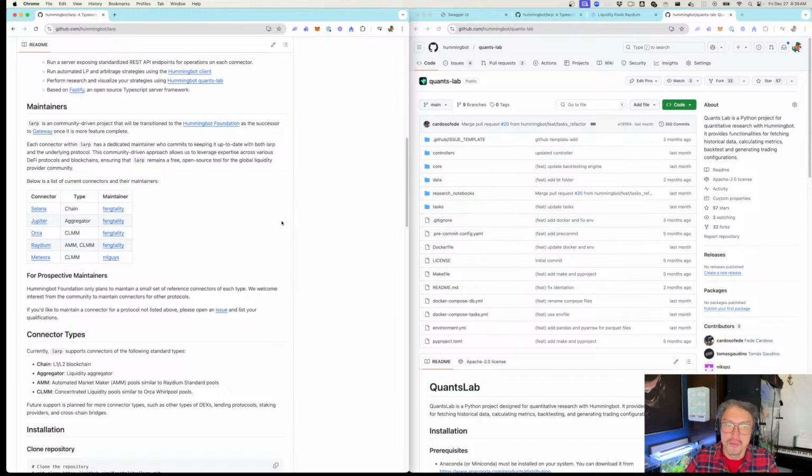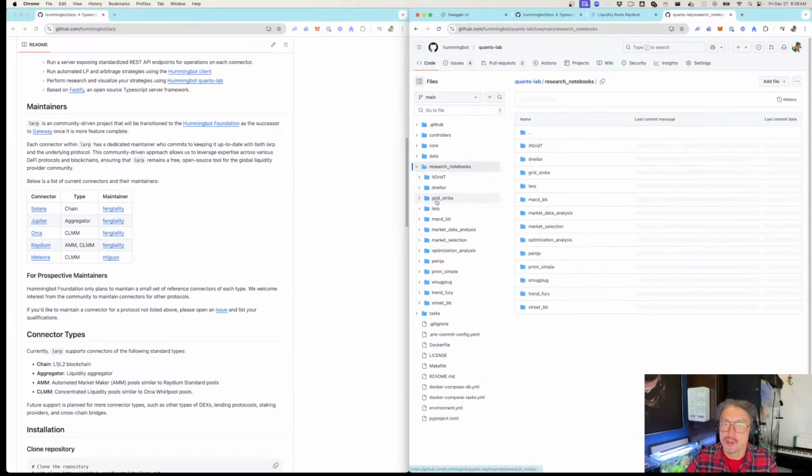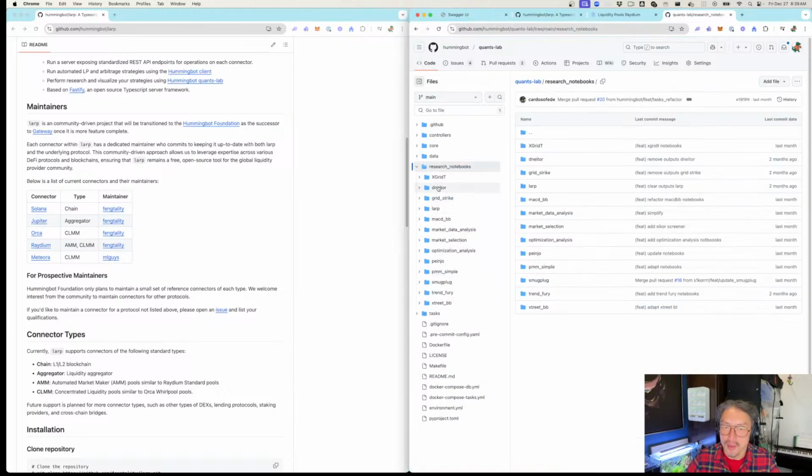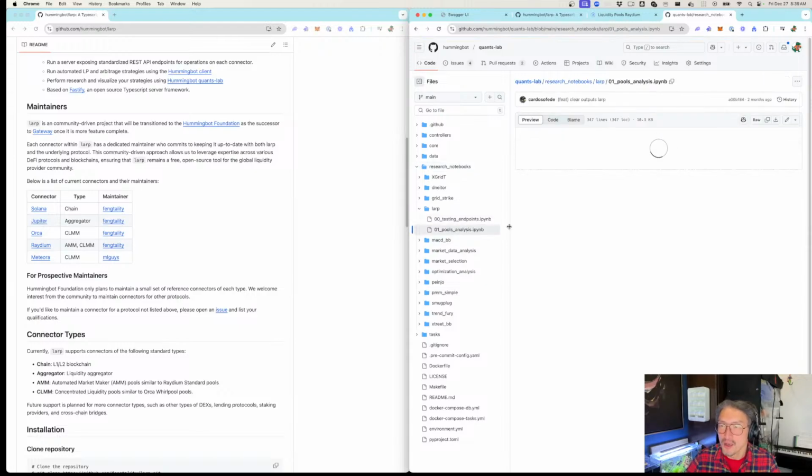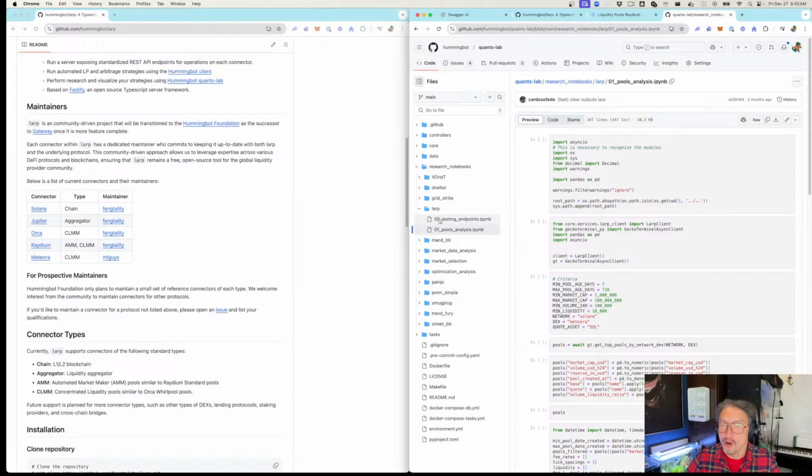Initially, because there are a lot of possible strategies, we're going to try to create research notebooks in Quantlab. I think there's an LPer one. We're going to create lots of notebooks here in Quantlab that interface with LPer, test out the various endpoints, analyze pools, and conduct a lot of analysis. Over time, I think we can flesh out some strategies here in Quantlab, and then you can automate these strategies using the task runner. So you can already create very basic, rudimentary strategies using a combination of these two.